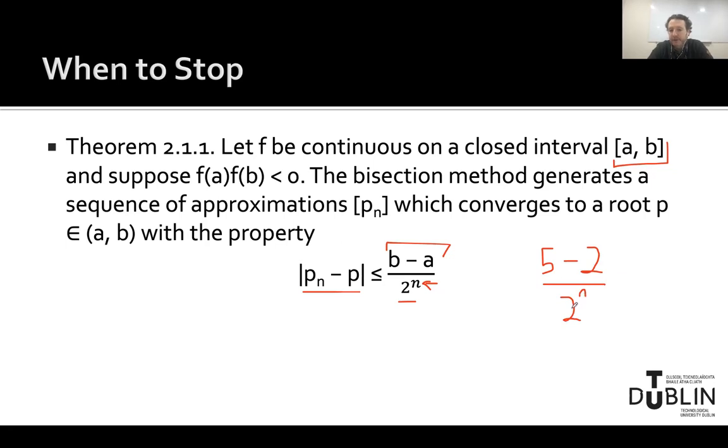So the first time our interval is 3, the second time is 3 divided by 2, 1.5, and so forth and so forth. So every time you do the algorithm, you halve the interval. And the objective is to find the appropriate n such that you're happy with how far you are from the true root.